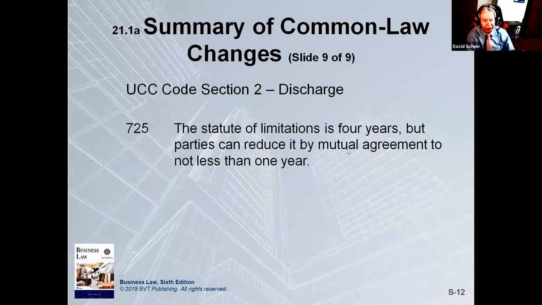Now, the statute of limitations is pretty interesting. As we discussed in Module 3, in most states, the statute of limitations is, say, 2 years for an oral contract and 4 years for a written contract. The Uniform Commercial Code says it's 4 years, but the parties can reduce it by mutual agreement to not less than 1 year.